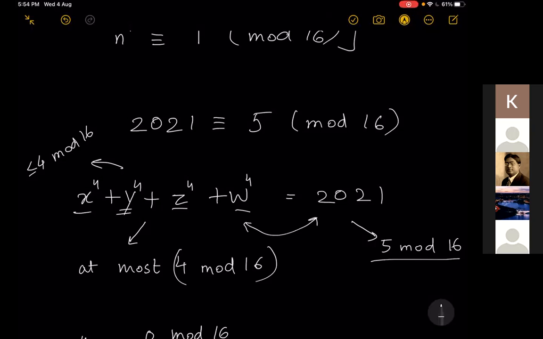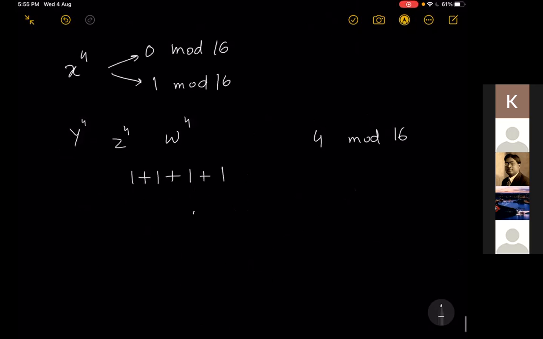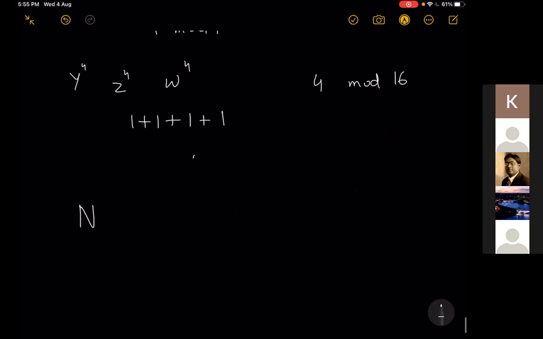If two numbers are equal, then their remainders with 16 should also be equal, right? Because the numbers are equal, so everything is equal. How can it give two different remainders when dividing the same number? Understood? So there will be no integer solution for x, y, z, w. Real solutions there might be.